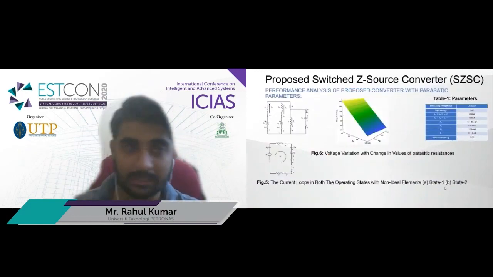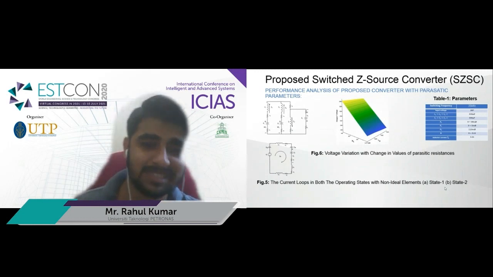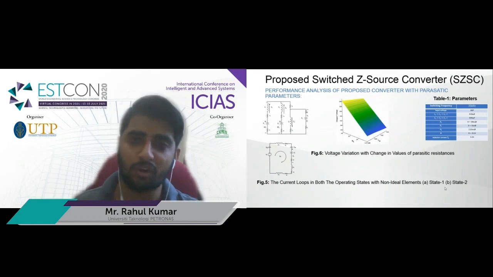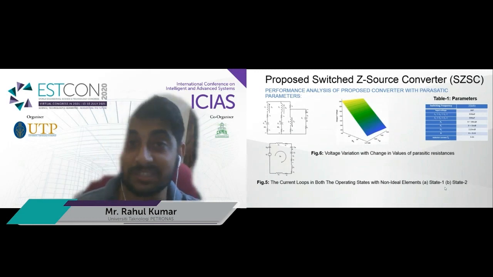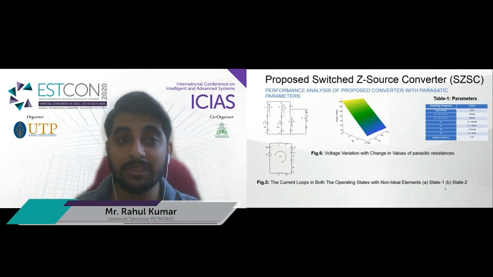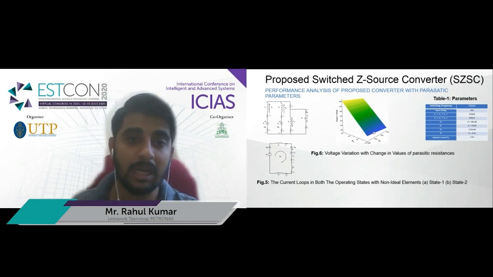This section is basically the performance analysis with the parasitic parameters. Basically, the parasitic parameters are the internal resistances. We know that every component has some resistance in reality, for example, the inductor or switch. So how these resistances affect the performance of the converter will be justified in this section. For the analysis, these parameters have been taken, which are shown in Table 1. And the graph has been drawn with different values of the parasitic parameters.